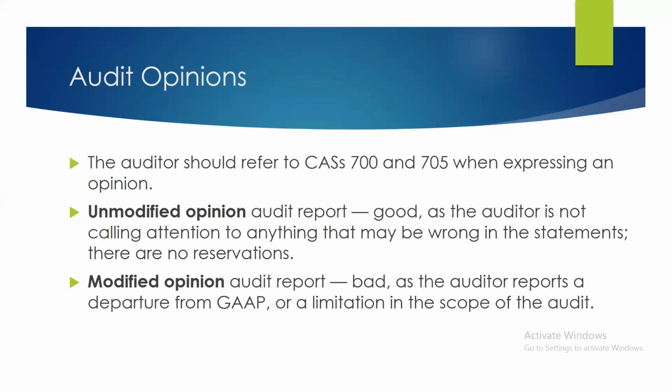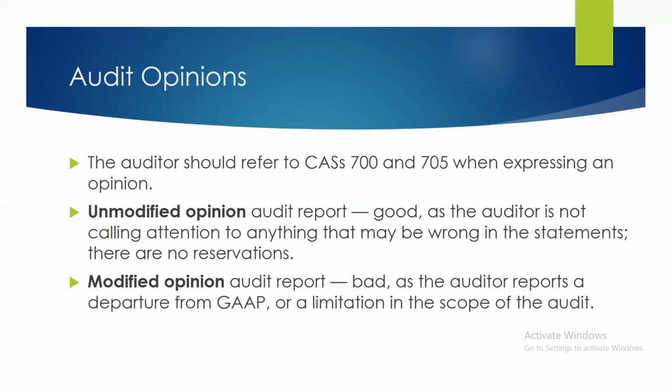Okay, so there are two different opinions. There's an unmodified opinion. This is a good opinion. This is that the auditor thinks that the financial statements are free of material misstatement, and there's nothing that they think might be wrong in the statements. So there are no reservations, nothing that they think is wrong. They think everything is good. Then there's a modified opinion, which is not so good. So the auditor either says that something is not correct, you're not doing your accounting properly, so there is a departure from IFRS or ASPE standards, so a departure from GAAP, or there is a limitation in the scope of an audit. What a scope limitation means is that they weren't able to get enough evidence to prove that something is free of material misstatements.